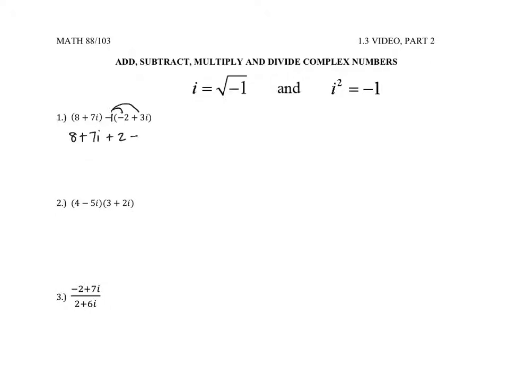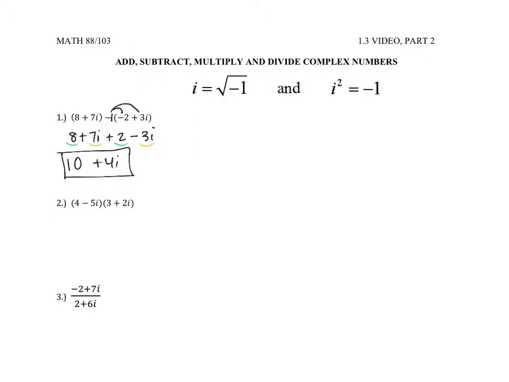Negative times 3i gives us negative 3i. And then just add like terms. Add up our real numbers, so I would get 10, and add up our i's. 7 minus 3 gives me 4i, and that's done.